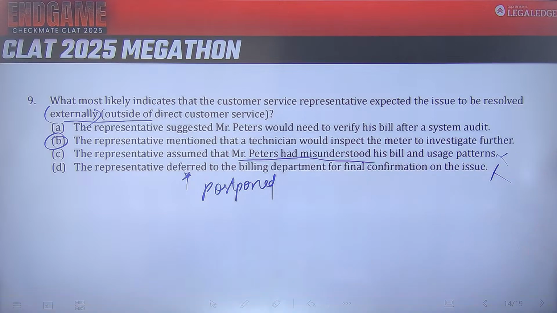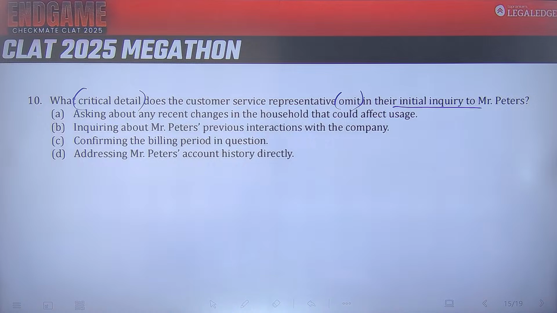And A, the representative suggested Mr. Peters would need to verify his bill after a system audit. This is something which is not mentioned in the passage. Once the system audit is done, you will have to verify your bill. So answer is B. 10th one, what critical detail does the customer service representative omit?